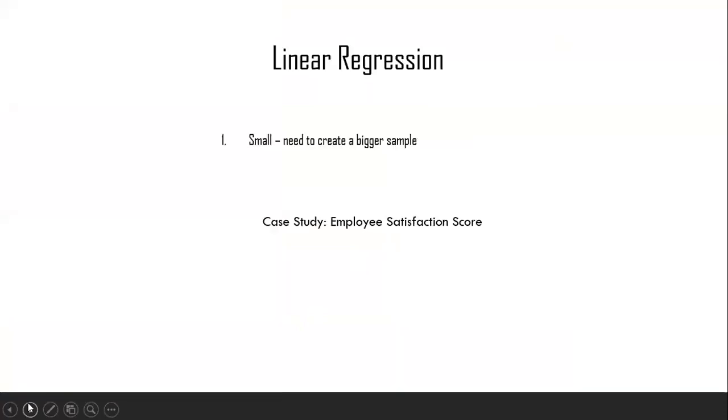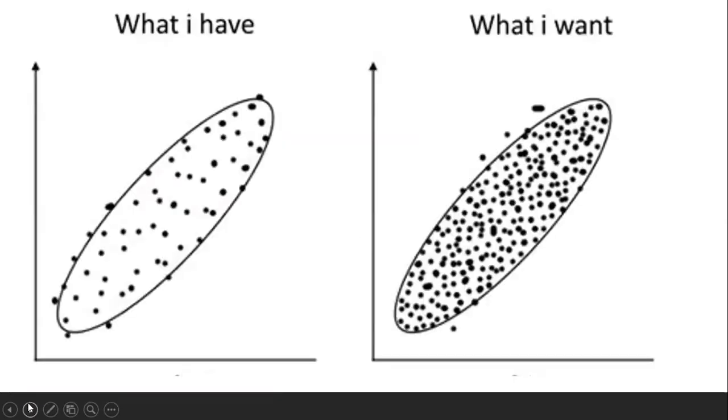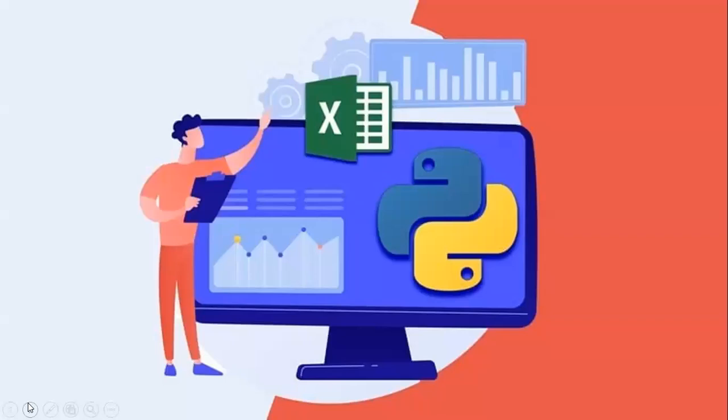If you might remember, just to refresh, the first type of linear regression that we had seen was on small data where we needed to create a bigger sample. The case study that we had done was the employee satisfaction score. And there we had seen the concept of correlation. We had also understood that this same project can be done in Excel as well as in Python.